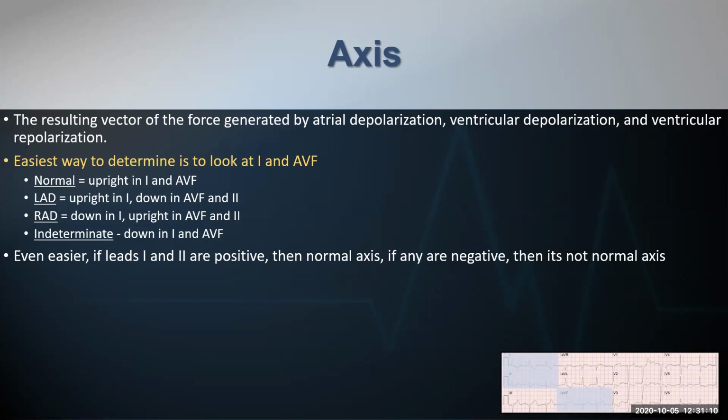And then right axis would be down in 1 and then upright in AVF. Indeterminate means it's down in 1 and in AVF, which is not very common for us to see.